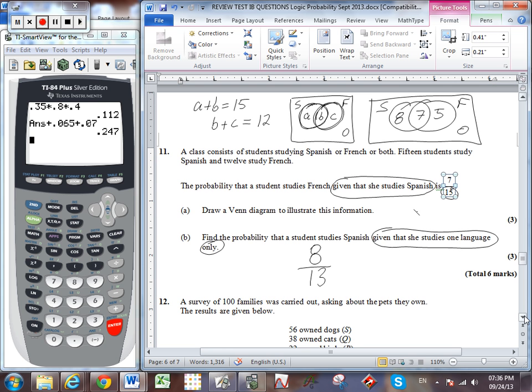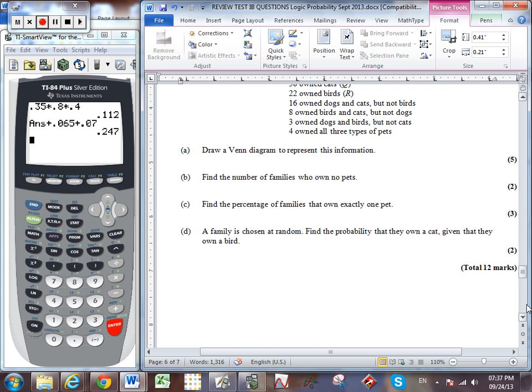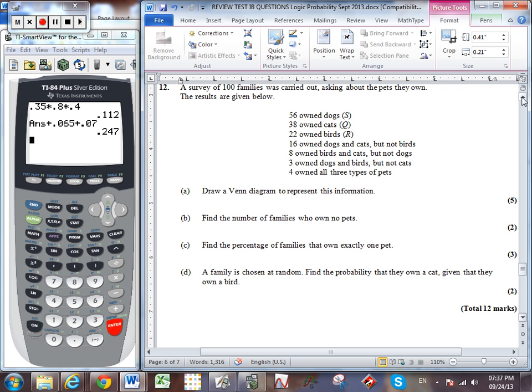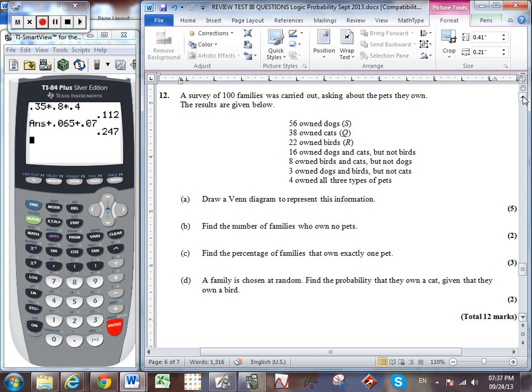Number 12. 100 families with some dogs, cats, and birds. We need to draw a Venn diagram, so let's, these can be the dogs, these can be the cats, these can be the birds. Oh shoot, they've given us different letters, haven't they?